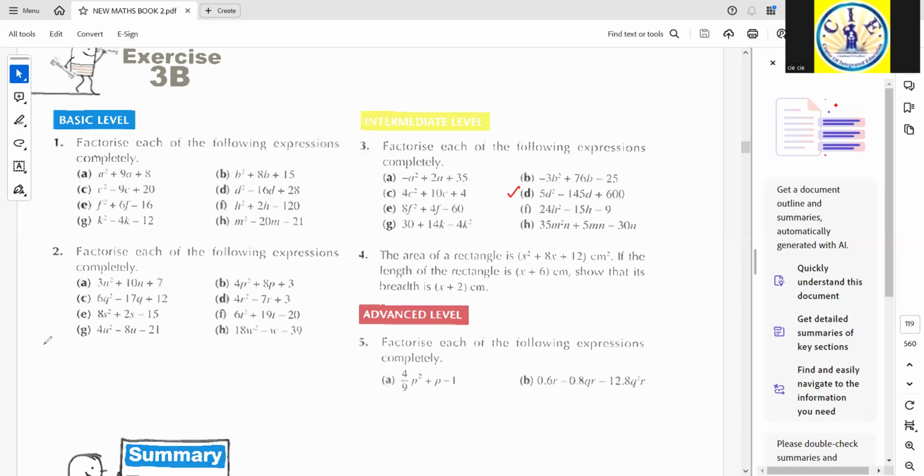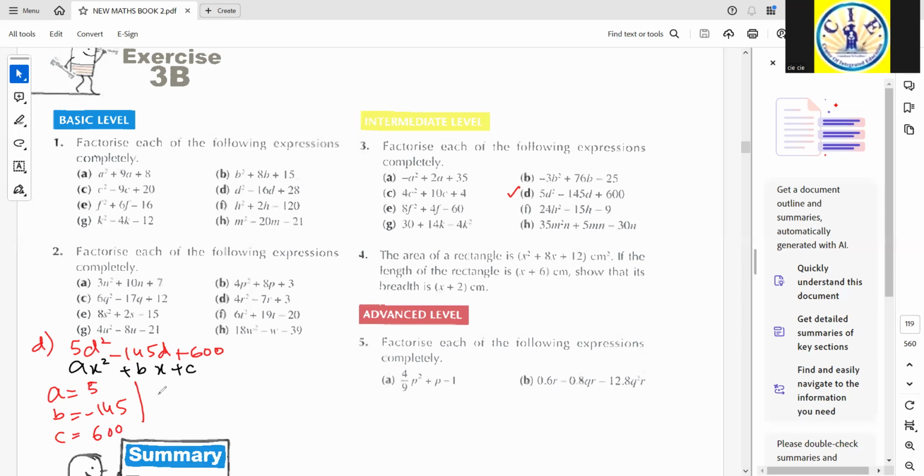Part D is 5d squared minus 145d plus 600. Now again, we are comparing it with the general form of the quadratic expression. So the value of A is 5, B is negative 145, and C is 600.